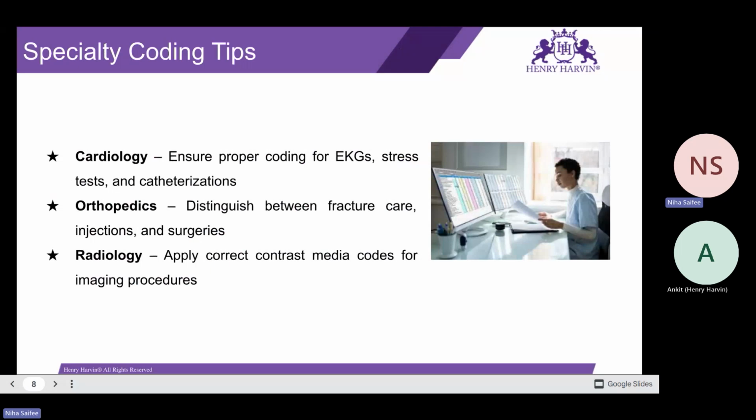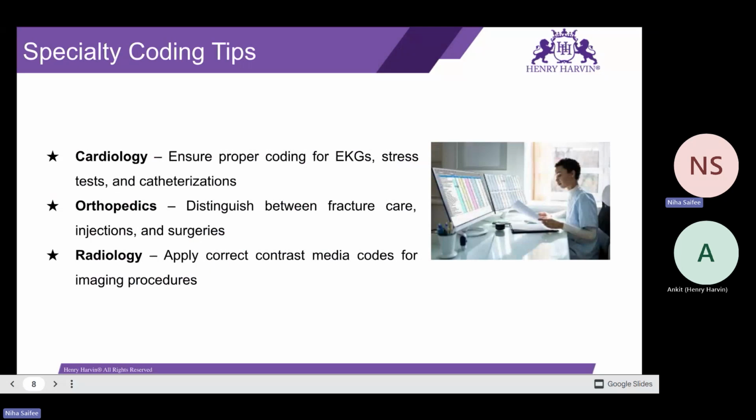If I go to orthopedics, I know it will be more of fractures or surgeries, or ambulatory problems with joints, or injections, which are also very common in orthopedics.